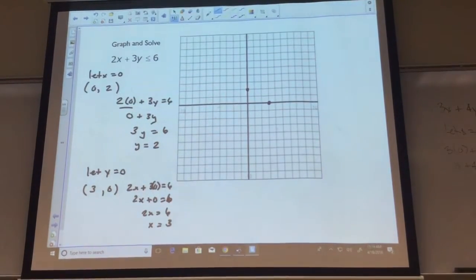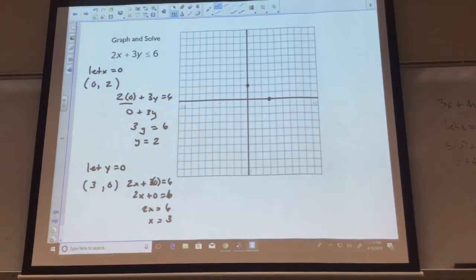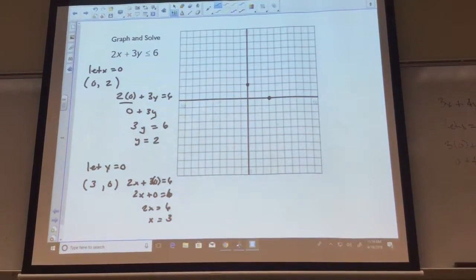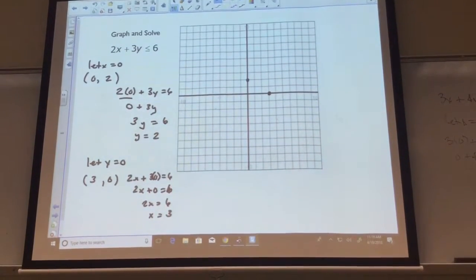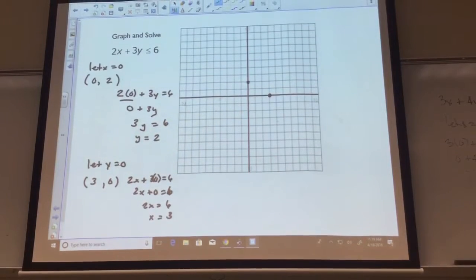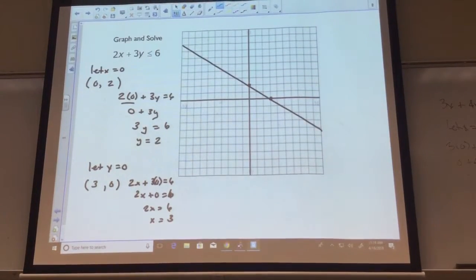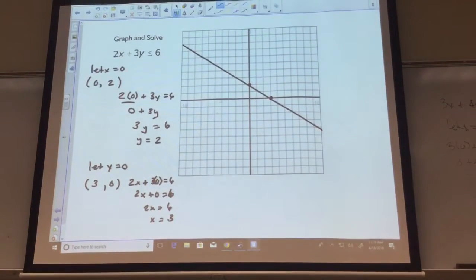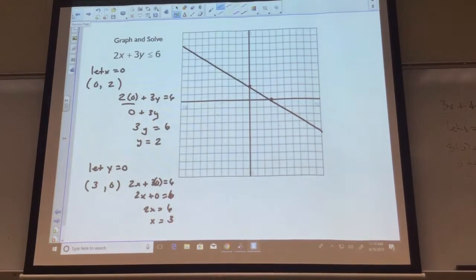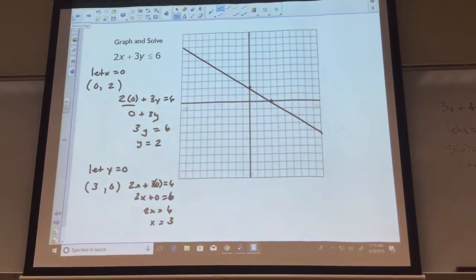On paper, we would then take a straight edge, because some of you can't draw straight lines to save your life. I'm one of those people too. And we would connect the dots, but we wouldn't stop just between the two dots. We would extend beyond the dots. Now that tells us where the line is.